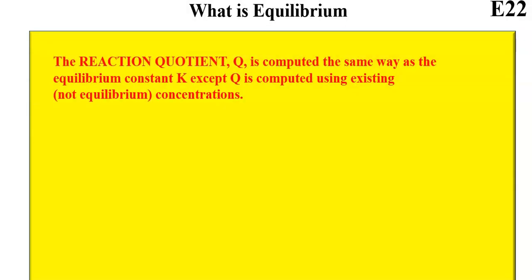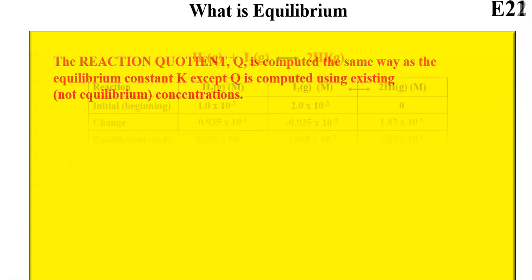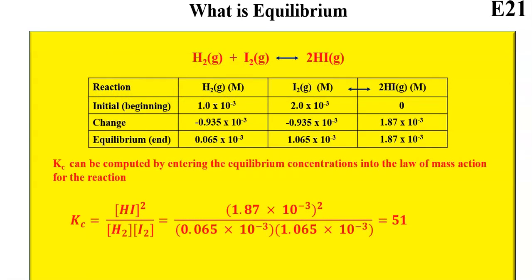Okay, what is a reaction quotient? The reaction quotient, Q, is computed the same exact way as an equilibrium constant, K, except Q is computed using existing, not equilibrium, concentrations. So if we go back to the previous slide, we computed K using the numbers down on the equilibrium line.